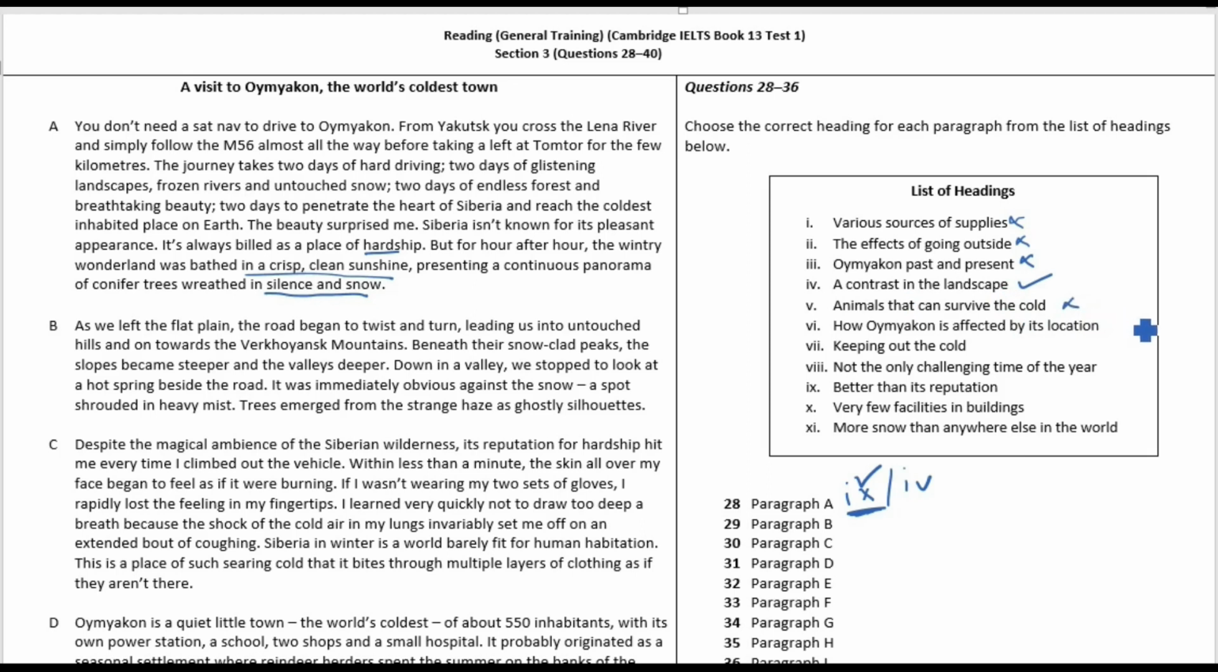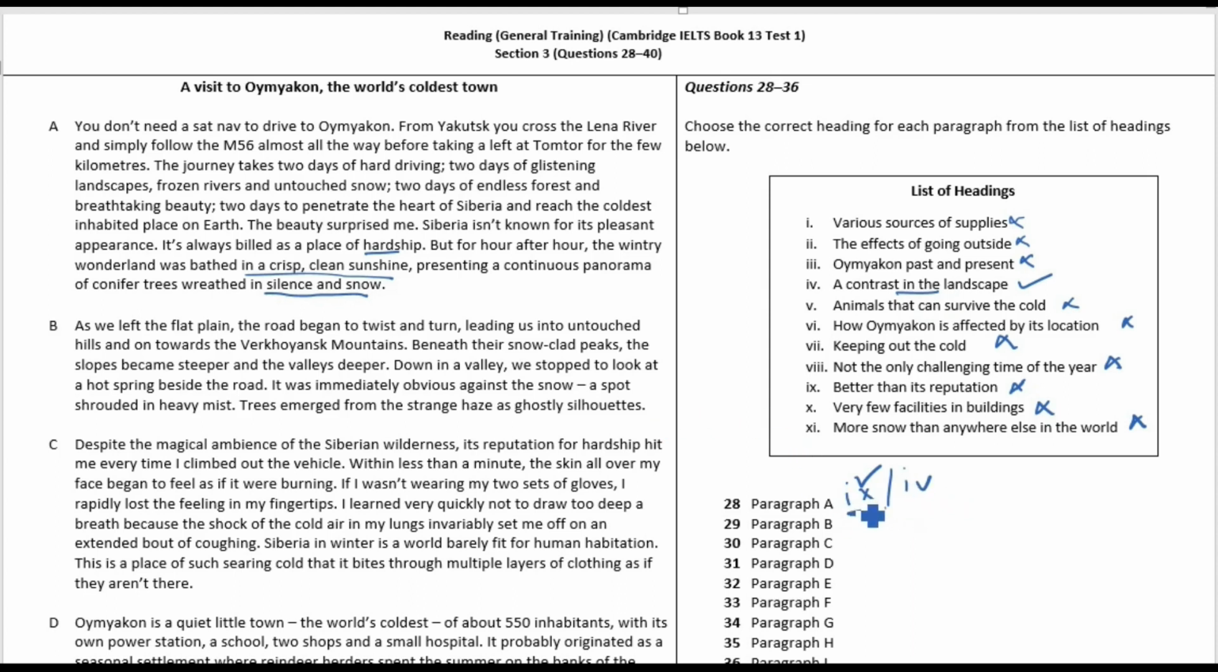Animals, no. Affected by location, no. Keeping out the cold, no. Not the only challenging time of the year, no. Better than its reputation, no. Nothing about buildings, nothing about more snow than anywhere else in the world. It is clearly about a contrast in the landscape. So from this, I know that this was 9th, I was already thinking, and this is the 4th one.